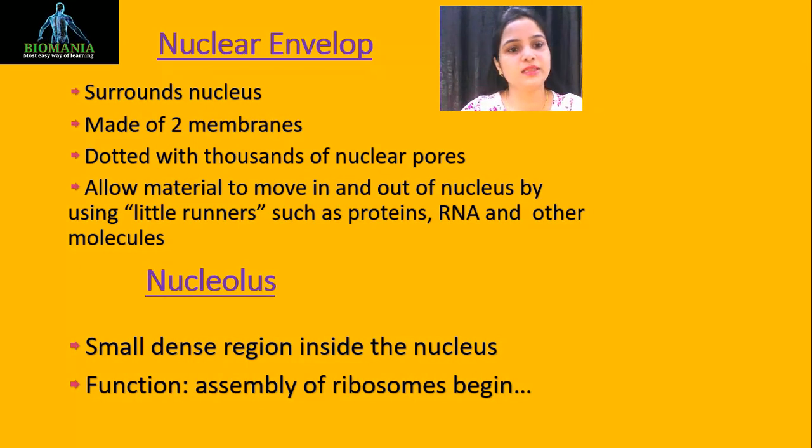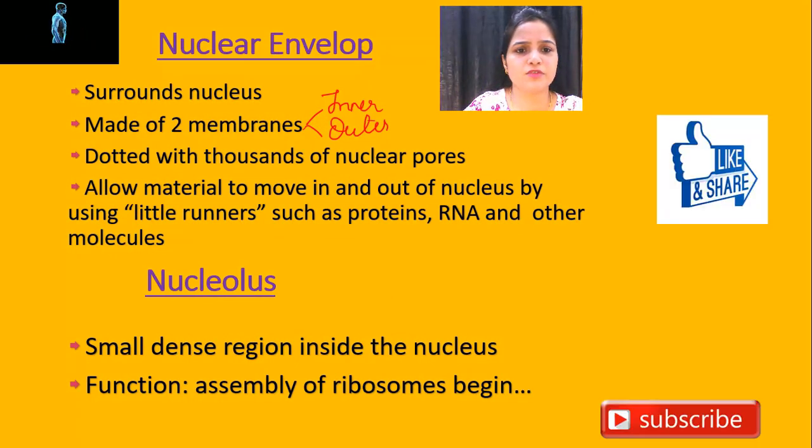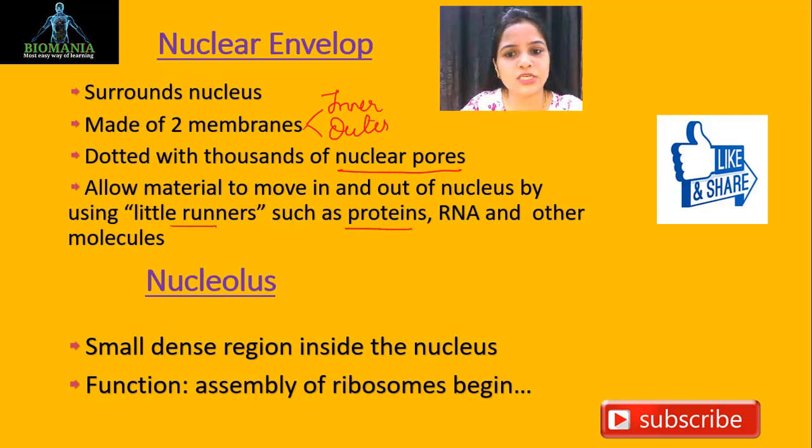As I have told you in the previous diagram, it surrounds the nuclear structure, and I have also told you that it is formed by two membranes, the inner and outer membrane. You have seen it is dotted with thousands of nuclear pores. It means so many nuclear pores are present there, and their function is to allow little things to cross, like some proteins, some RNA and other molecules.